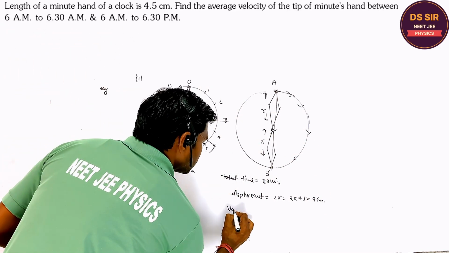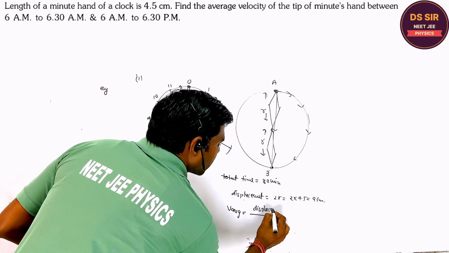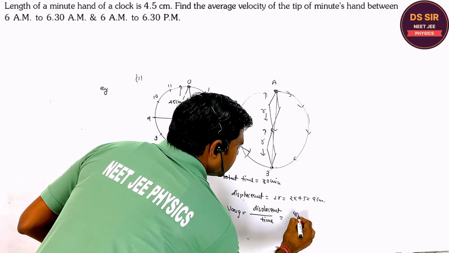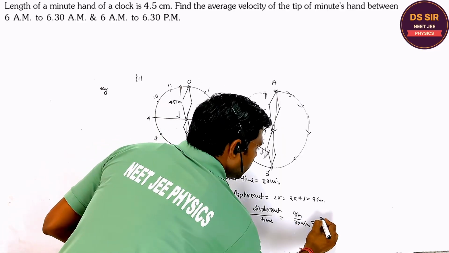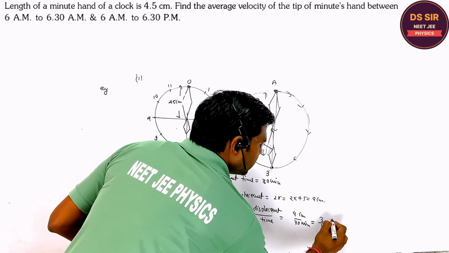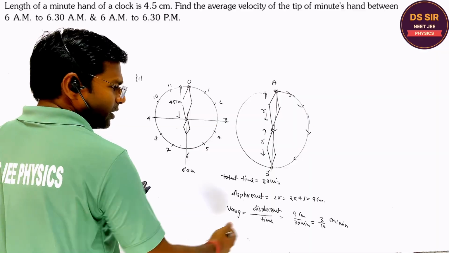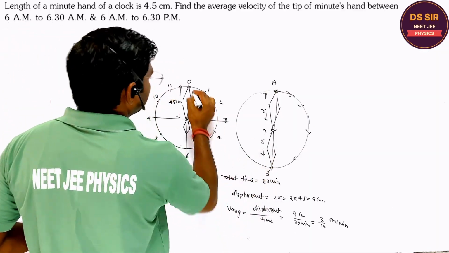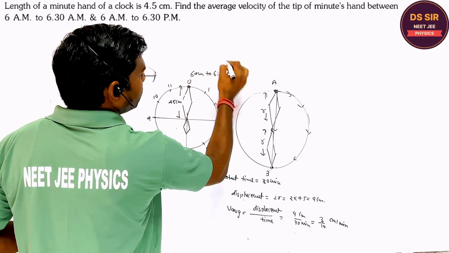So what is the average velocity? Average velocity is nothing but total displacement, right, divided by total time. The displacement is 9 centimeter, time is 30 minutes, right? So 3 by 10 centimeter per minute is the unit, right? And this is the average velocity from 6 a.m. to 6:30 a.m. You understand or not, you tell?